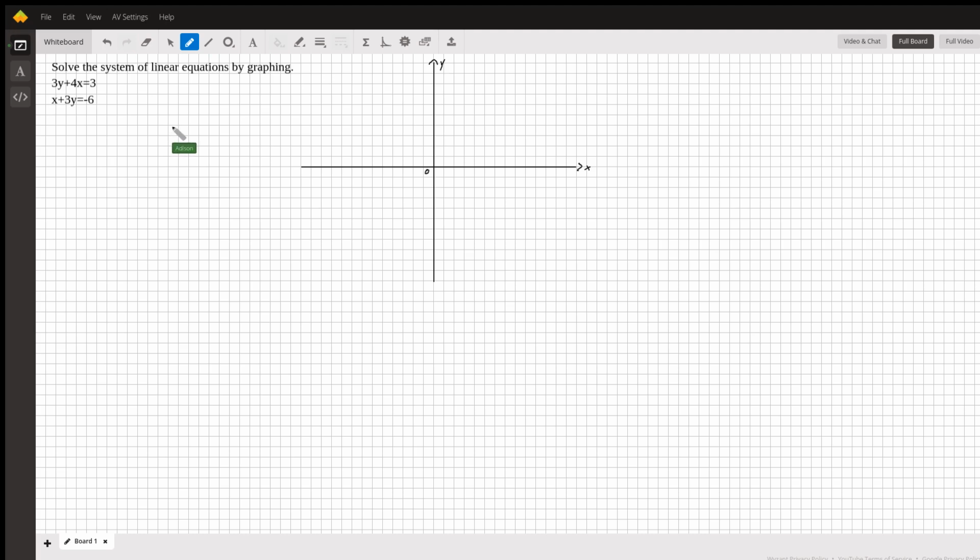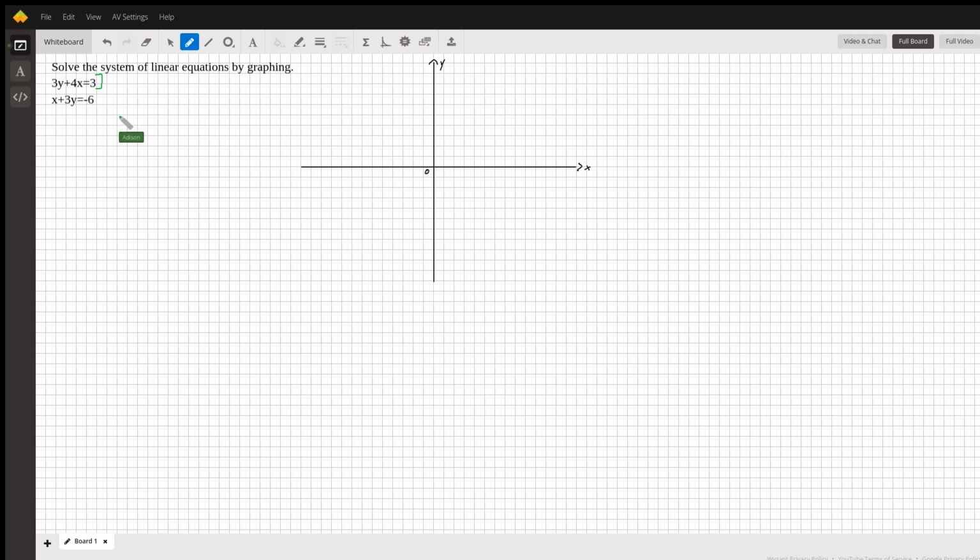So what we have to do is put these into a way that we can graph them on the Cartesian coordinate system and see where they intersect. And that is going to be the answer, where they intersect. So let's first start by looking at the first equation.